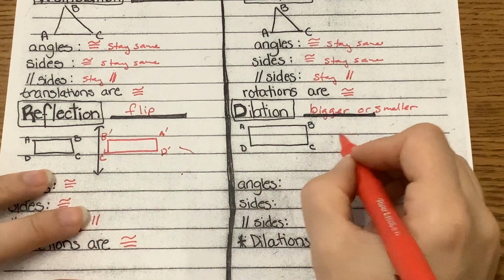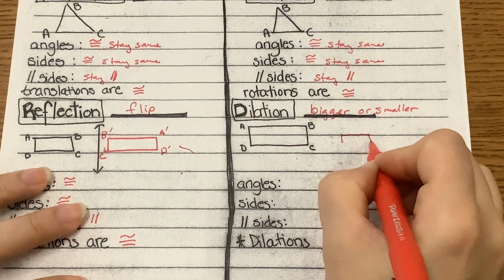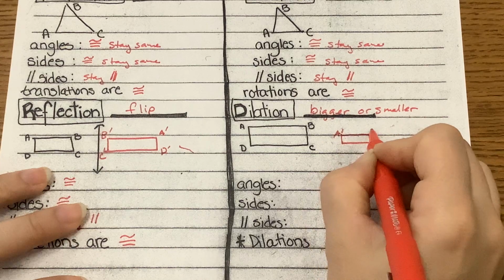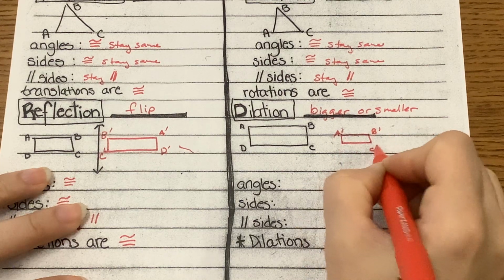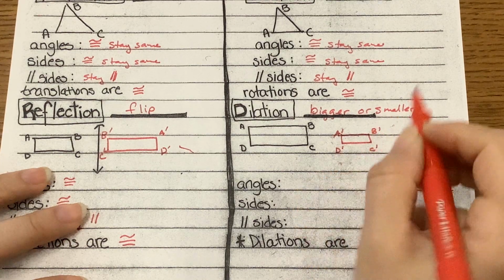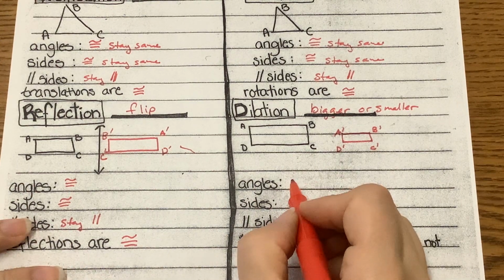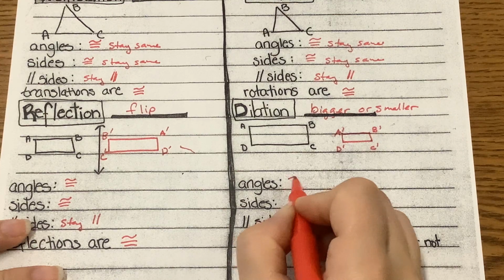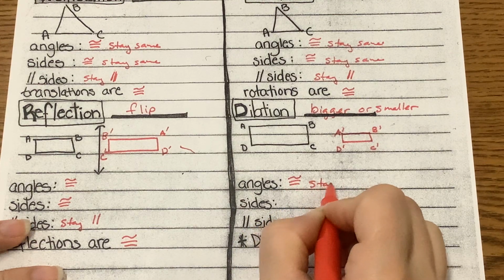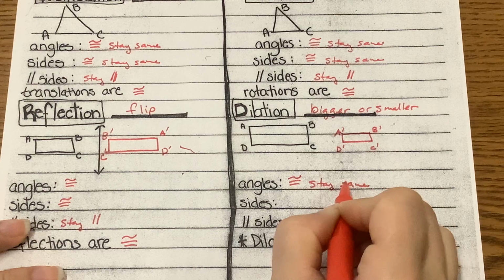So we would just take that same shape. Let's say we took it and we made it smaller, or we could increase its size and make it much larger. But the angles stay the same. Okay, so the angles are congruent. But what happens to the side lengths?